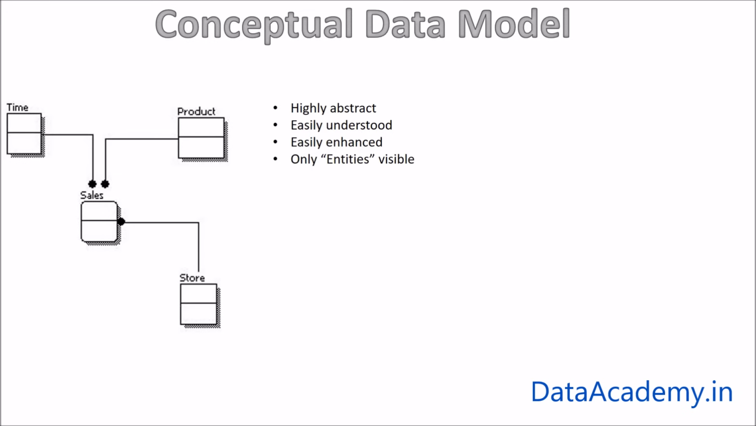And the thing to notice here is only the entities are visible. There is something else called attributes. Those are not visible, but we'll be talking about it in just a bit. And even the relationships are quite abstract, meaning we just know that the product is connected to sales, but what is the column on which the relationship is established? That is not clear yet. So this is a way of hiding the complexity at the very initial stages.